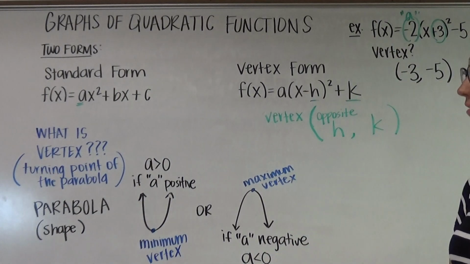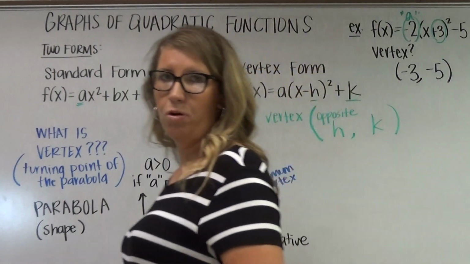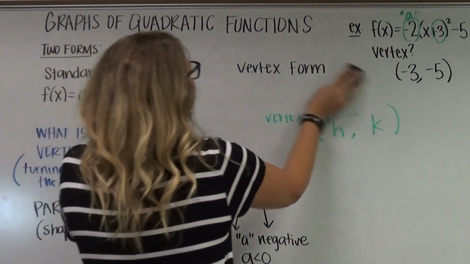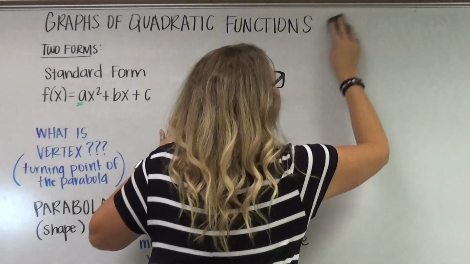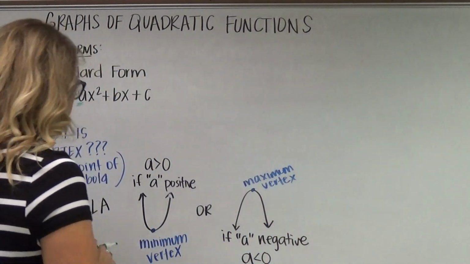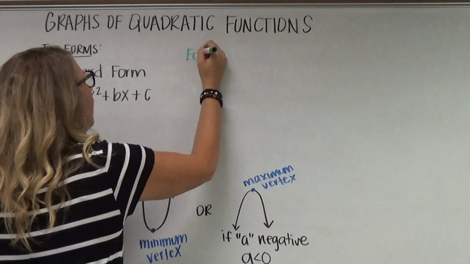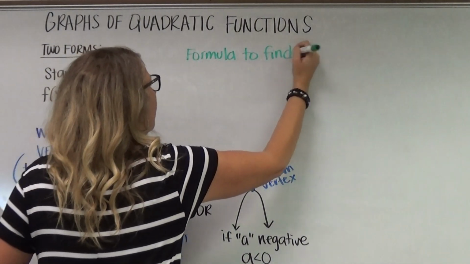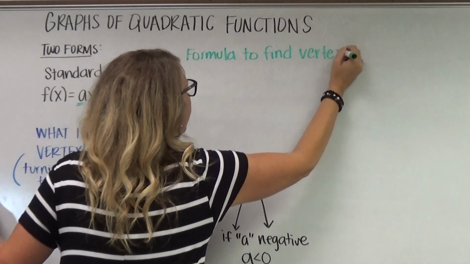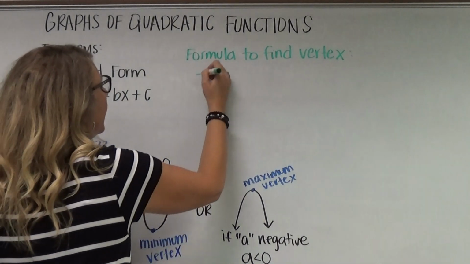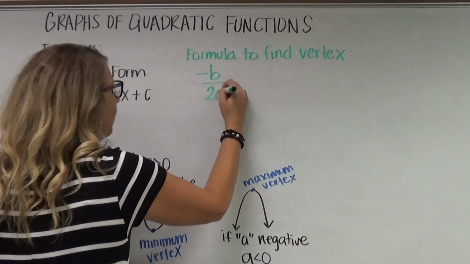Let's talk about the standard form. It does require a little bit more work. So I'm going to go ahead and erase our vertex form information so we can put some strictly standard form vertex information. No more opposite h, k unless you want to complete the square and do all that business. Instead, I'm going to teach you a formula. So there is a formula to find the vertex if it is in standard form. What you're going to do is you're going to take -b over 2a.